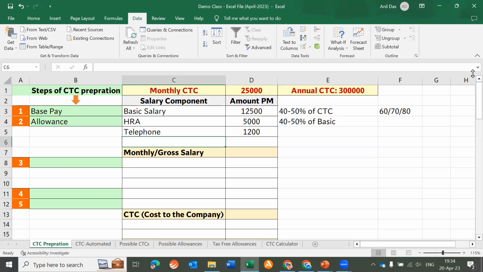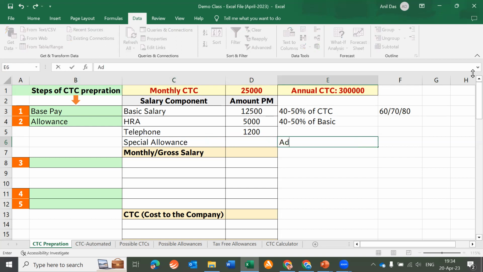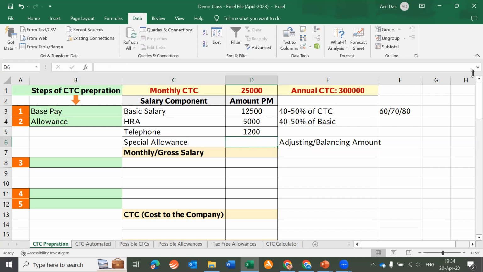Let me take one more allowance which you will see is very much common in almost all the companies, which is special allowance. Trust me, there is nothing special with this special allowance, but 90% of the companies are going for providing or having a special allowance in the breakup. A special allowance is something which is normally used as an adjusting or balancing amount. What HR professionals are doing, they are selecting a special allowance, but they are not mentioning any amount. They would be leaving this column blank and they would try to enter that value or that amount which would be coming as the difference to match the monthly CTC of 25,000.